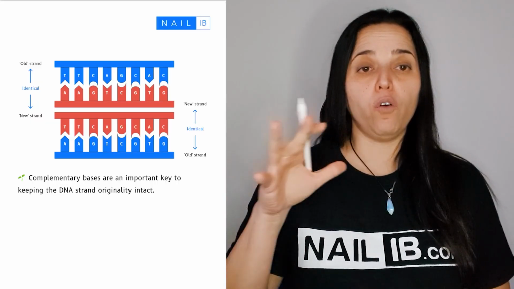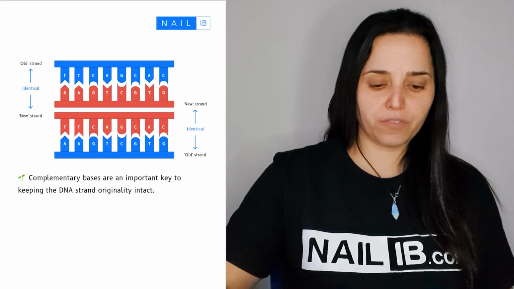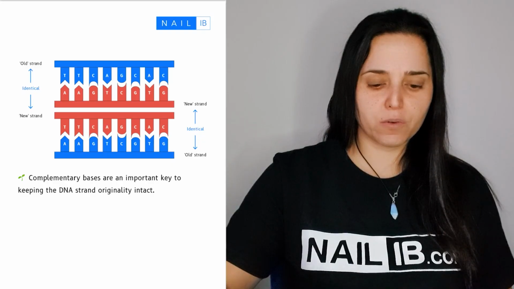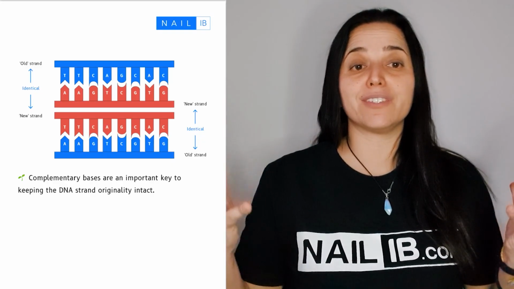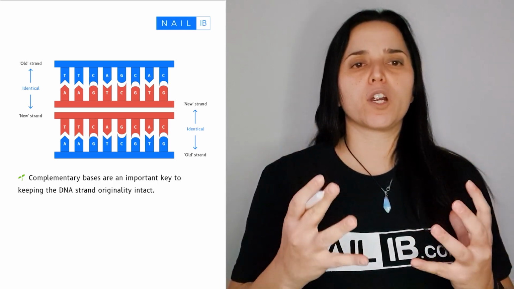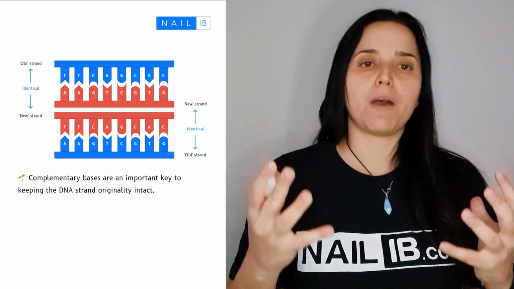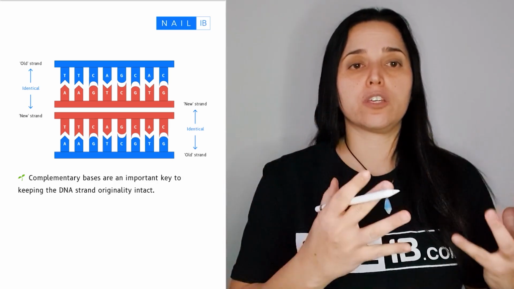If you look at the overall picture, you will see T with A, T with A, T with A, C with G, C with G. You will notice that you have two exact copies of DNA, all because we're working on the complementary bases, reminding us that A always goes with T and G will always go with C.